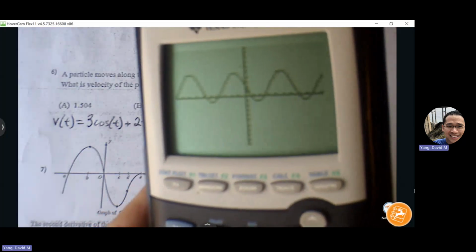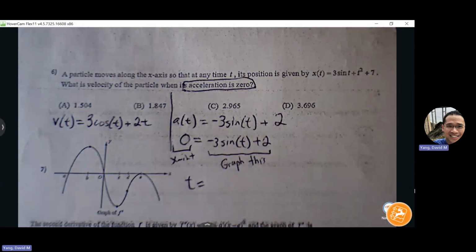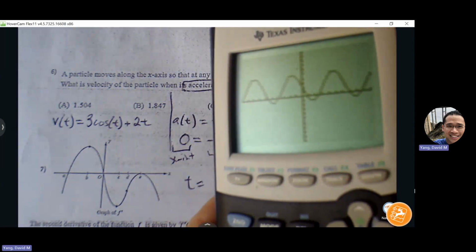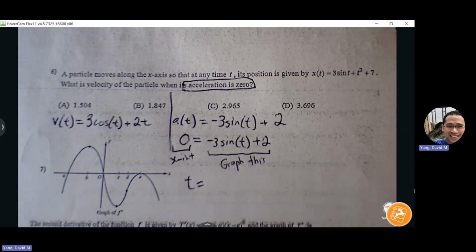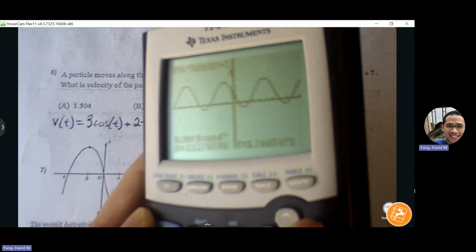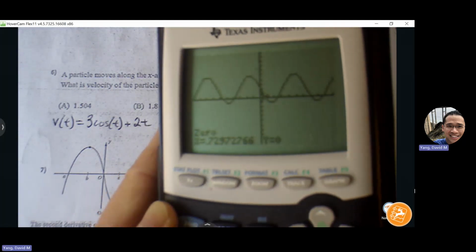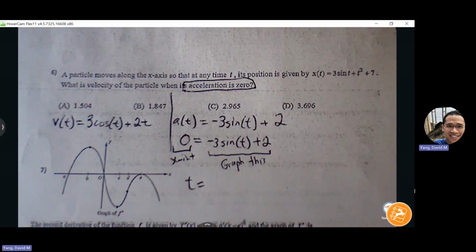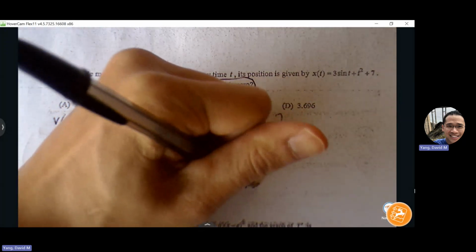We can just find a value that's closest to zero here. But any of these times would work because we're going to get the same acceleration. So I'm going to do a second trace, zero. I'll pick a point to the left of my first x-intercept, and then I'll pick a point to the right of my first x-intercept, hit enter. I get 0.729. So we know that acceleration is zero at 0.729 seconds.